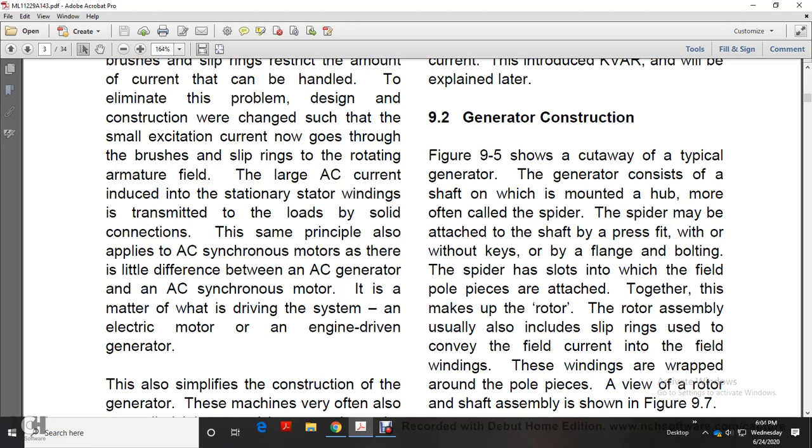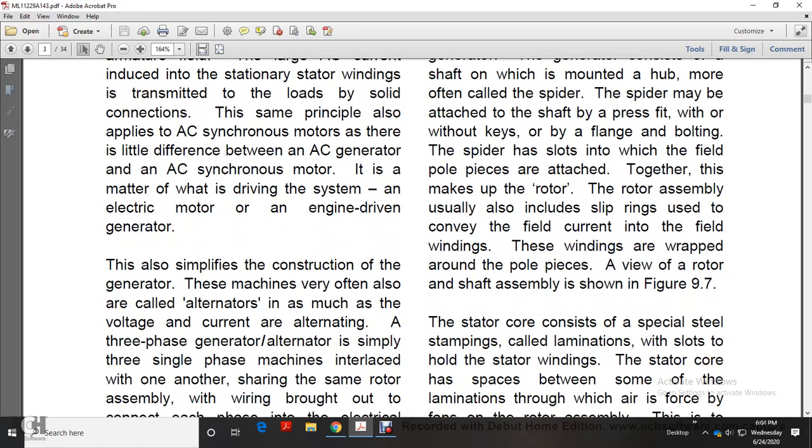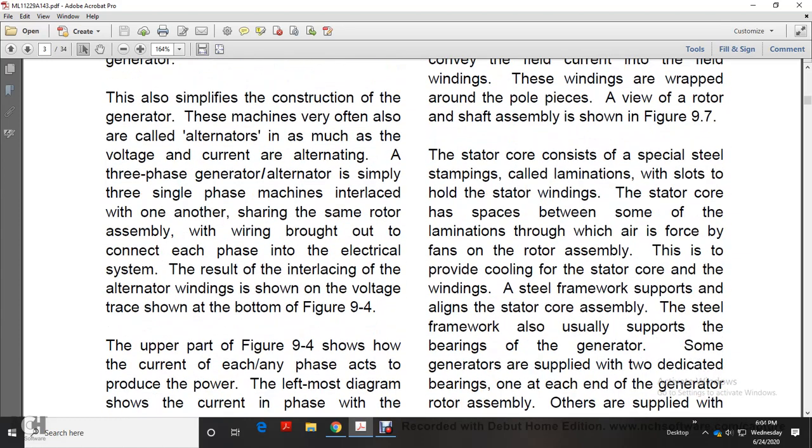motors. The only little difference between an AC generator and an AC synchronous motor is a matter of the driven system: an electric motor versus an engine-driven generator. This also applies to the construction of generators. These machines are very often called alternators, in that the voltage and current are alternating.